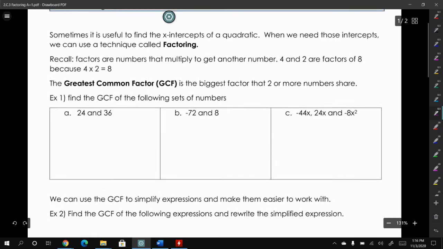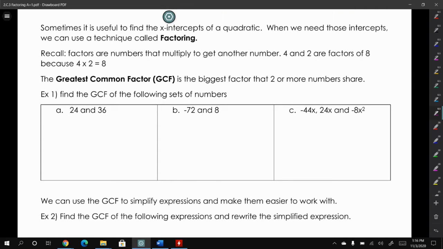So let's start off by finding the greatest common factor. And you may look at 24 and 36 and think, well, 6 is a big factor of both of those, but is there a bigger one? And actually, 12 is the biggest factor that both of them share. 12 is the greatest common factor because 12 times 2 is 24, and 12 times 3 is 36. So 12 is your GCF.